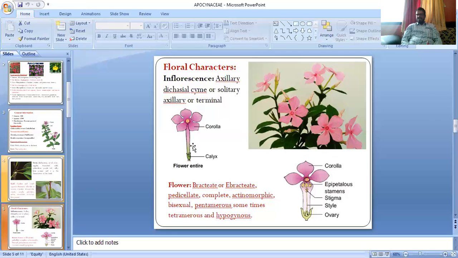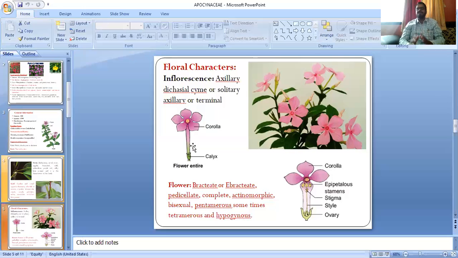But in case of family Apocynaceae and members of family Apocynaceae, the flower is actinomorphic. Then flower is bisexual. It is pentamerous, number of sepals, petals and stamens are 5 in number or multiple of 5. 5, 10, 15, 20, 25. Such type of flower is called as pentamerous flower.